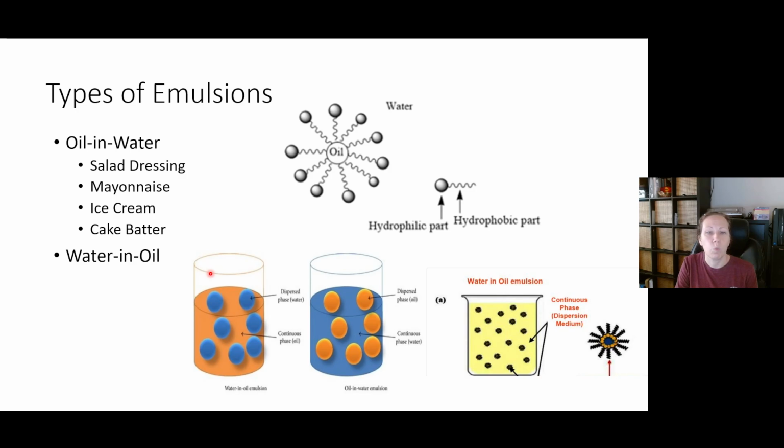The other type of emulsion is water and oil emulsion. So examples here, butter and margarine are the best examples, right? These are mostly oil, and there are small droplets of water that are dispersed throughout these emulsions. Okay, so water and oil emulsion, the continuous, let's do it opposite. Oil and water emulsion, the continuous phase is water, and the dispersed phase is oil. Water and oil, continuous phase is oil, dispersed phase is water.